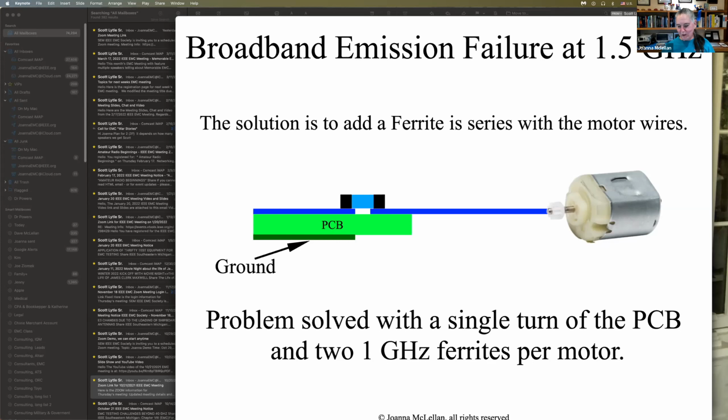Excuse me. Okay. Joanna, I have a question. Yes, go for it. Does 1.5 gigahertz come from brush? Yes. That means this frequency changes if motor speed changes. Yes. But it's a broadband emission. Okay. It's literally the brush noise, but because of the parasitics, it's occurring at 1.5 gigahertz.